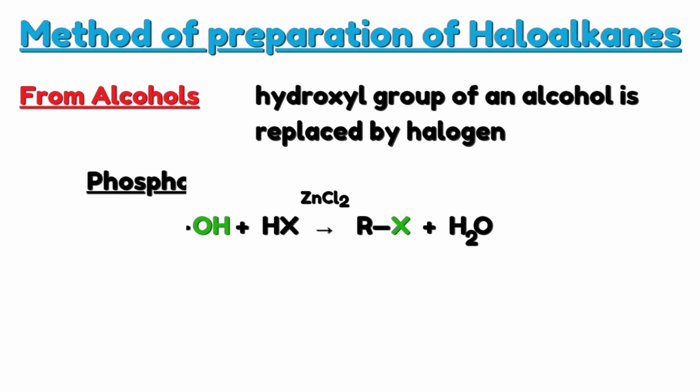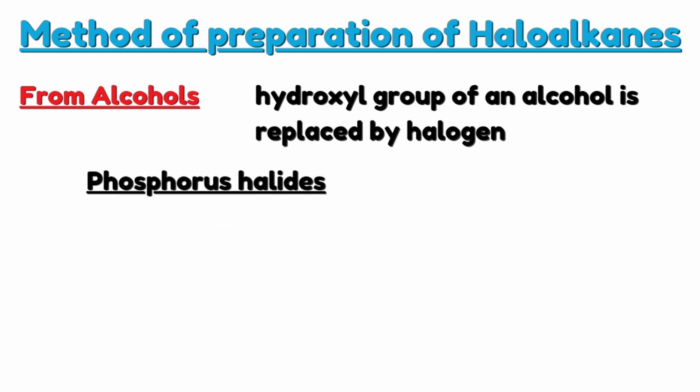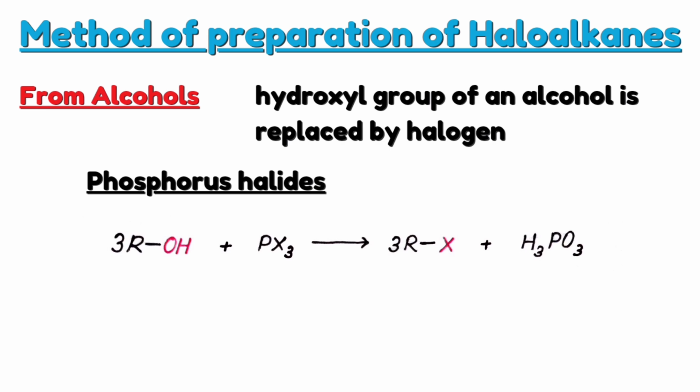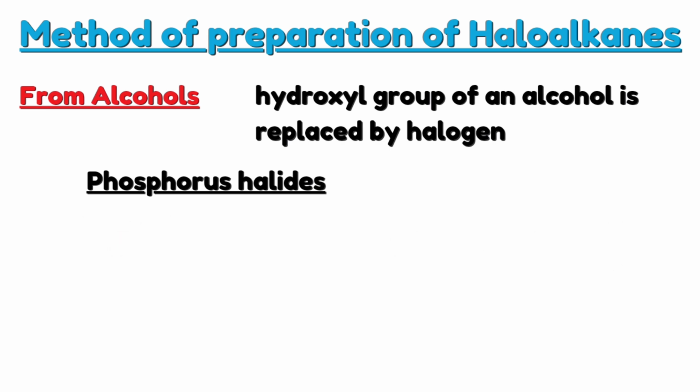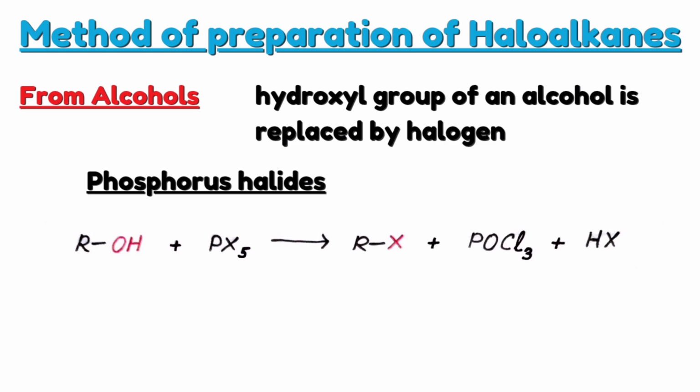Next, when we use phosphorus halides, these halides are of two types. First is phosphorus trihalide and another is phosphorus pentahalide. In case of phosphorus trihalide, phosphorus acid is formed as side product along with haloalkane. And in case of phosphorus pentahalides, phosphorus oxychloride and HCl are formed as side products along with the haloalkane.